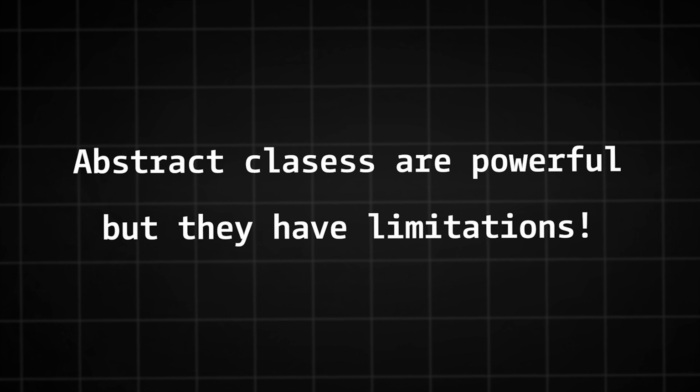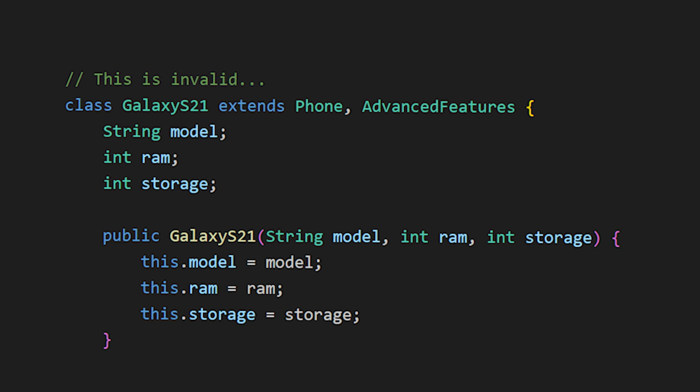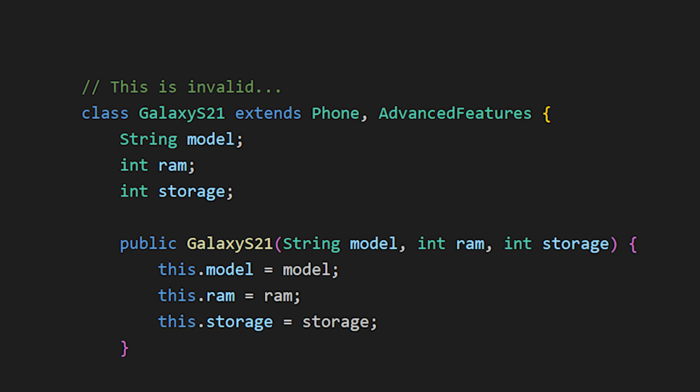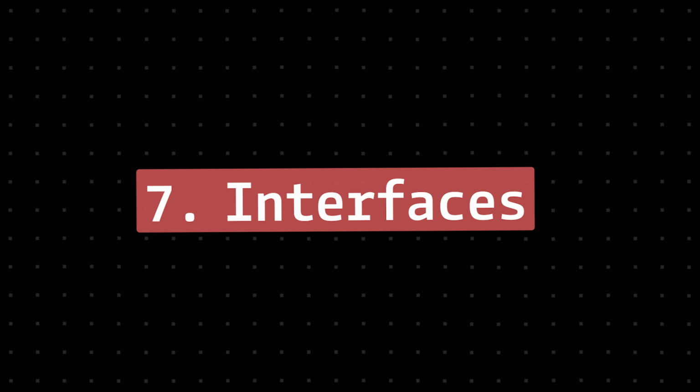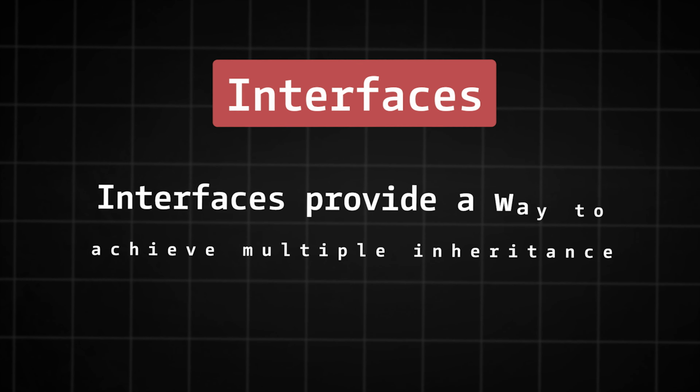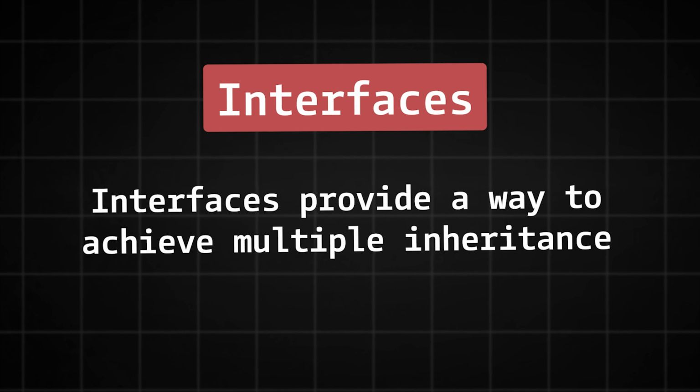However, while abstract classes are powerful, they have limitations. For example, a class can only extend one abstract class. But what if we want to implement behavior from multiple classes? For that, we can use interfaces. Interfaces provide a way to achieve multiple inheritance in Java.